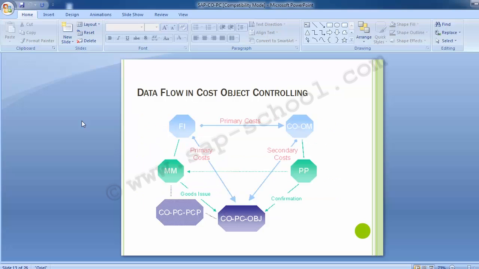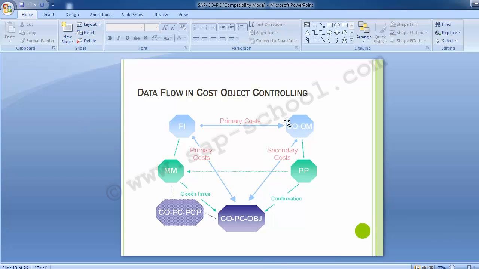So next, moving ahead, these were the three different types of cost object controlling that we discussed: product cost by period, product cost by order, and product cost by sales order. Now moving on to the data flow in the cost object controlling. As you can see in the diagram on the screen, it reflects how the cost flows from one particular component to another component and finally to the cost object controlling part.